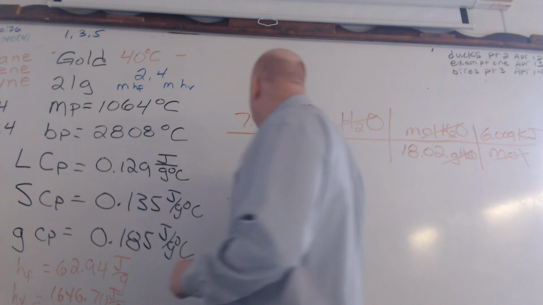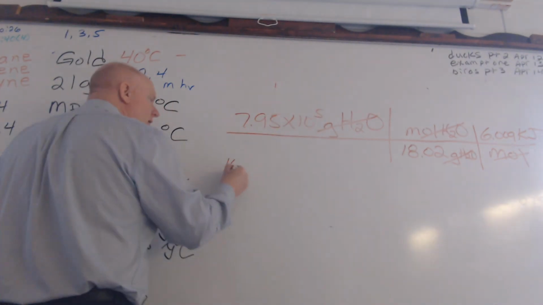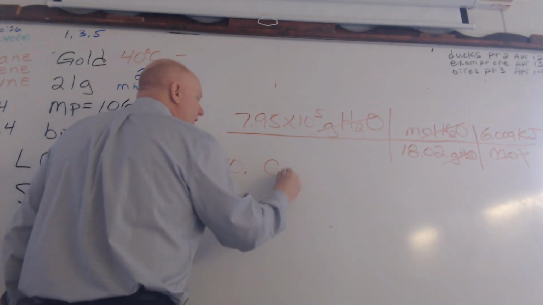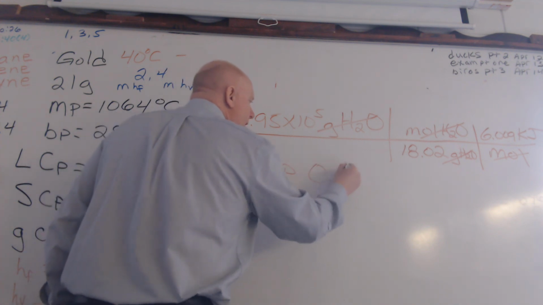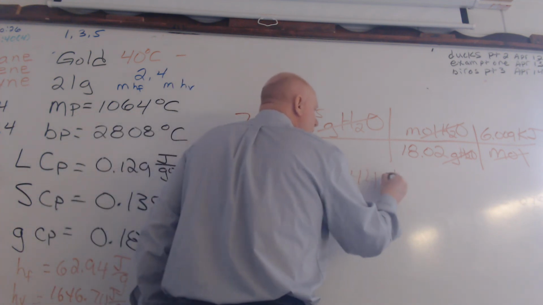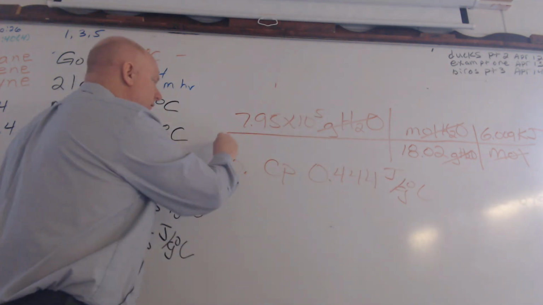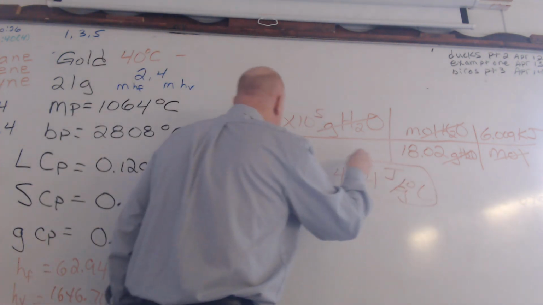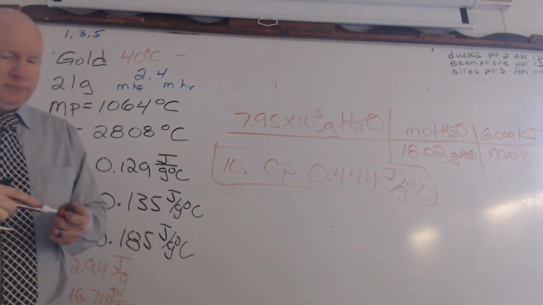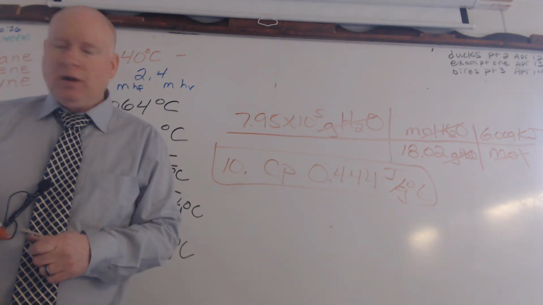And then for number 10, the specific heat for iron is 0.444 joules per gram degrees Celsius. You're going to need that number. Number 10, you're going to need that number. Okay? All right.